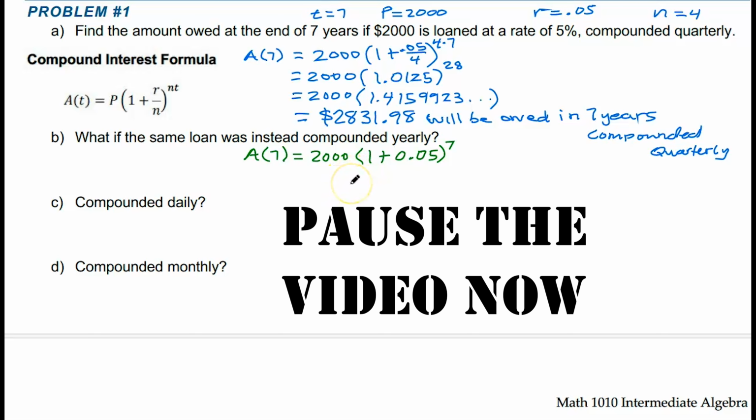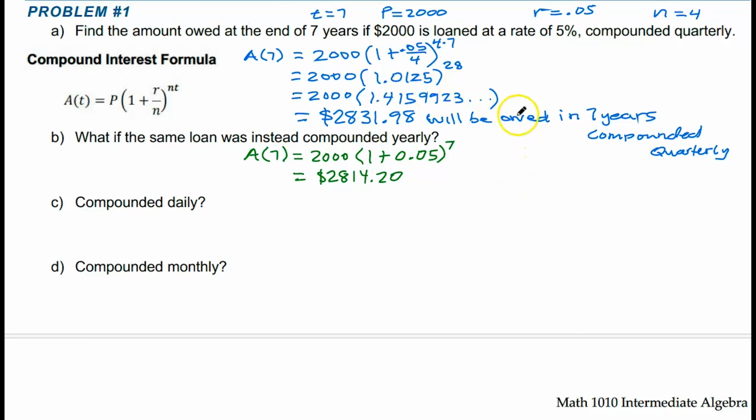Pause your video right here, work it out on your calculator, and see if you come up with the right answer. All right, so remember on part A, it was also 7 years, but compounded quarterly. So we came up with $2,831.98. And now, if it's compounded only once a year, it looks like we owe a little bit less. All right, what happens if we compound it daily? How is that going to change our answer?